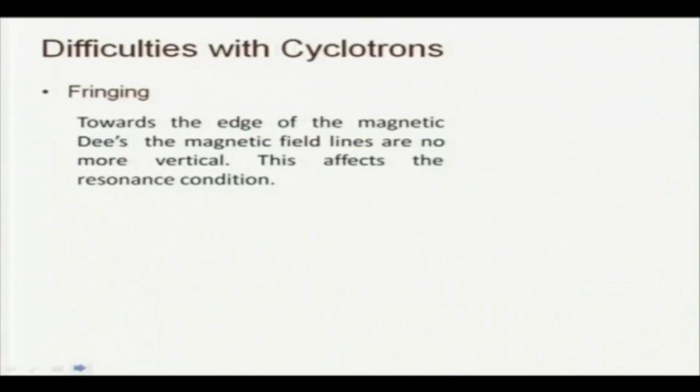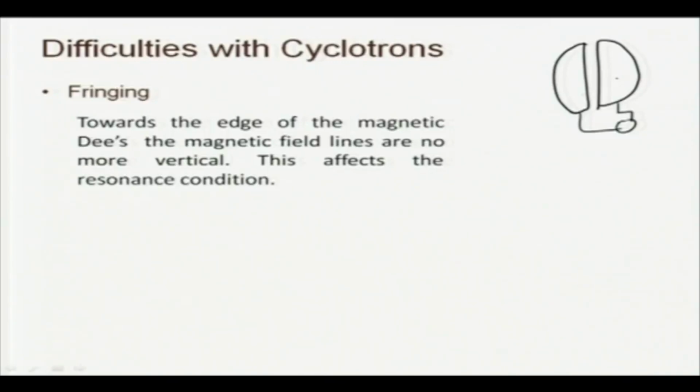There were two Ds which were separated, let me draw that here. So, there were two D regions which had the magnetic field perpendicular to the plane of the Ds, and these two Ds were separated by a small distance, and an electric potential was applied between these two, so that whenever a charged particle enters this small gap, it is accelerated.